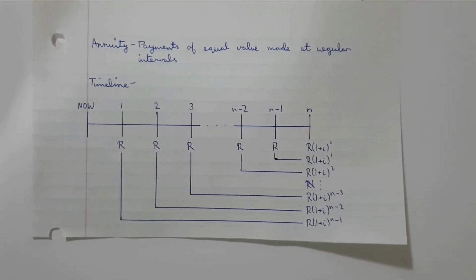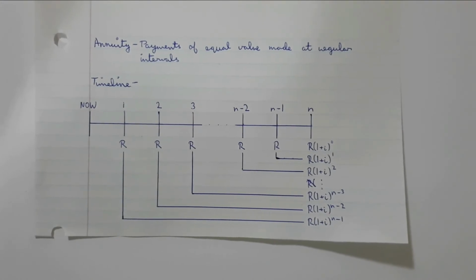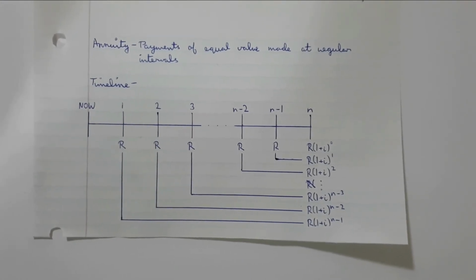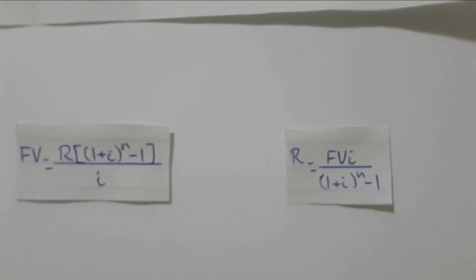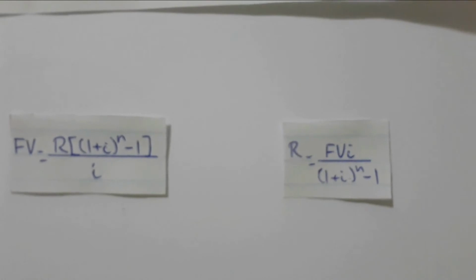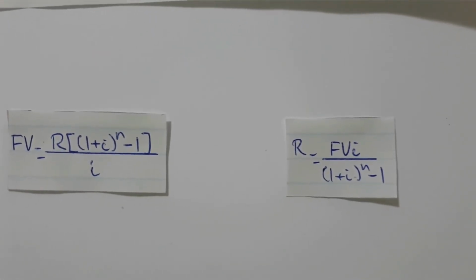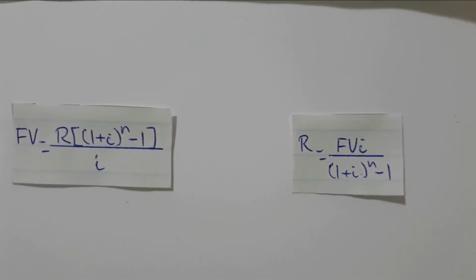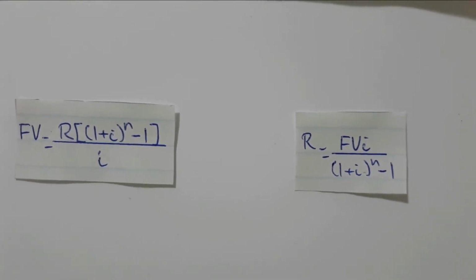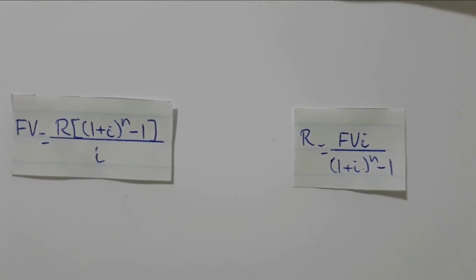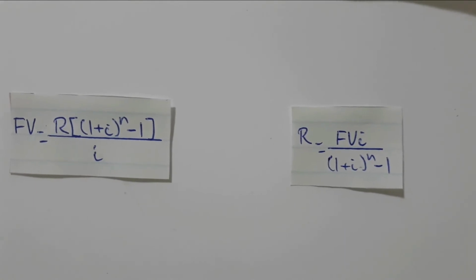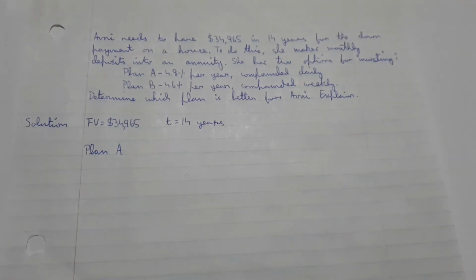Hence, we can use the formula for the sum of a geometric series to come up with the formula for an annuity, in which the future value of an annuity is equal to the regular payment times 1 plus interest rate for the compounding period to the power of compounding periods minus 1, over the interest rate. We can rearrange the same formula to calculate regular payments when the future value, interest rate, and the compounding periods are given. Now we'll apply our knowledge of annuities to solve a sample problem.